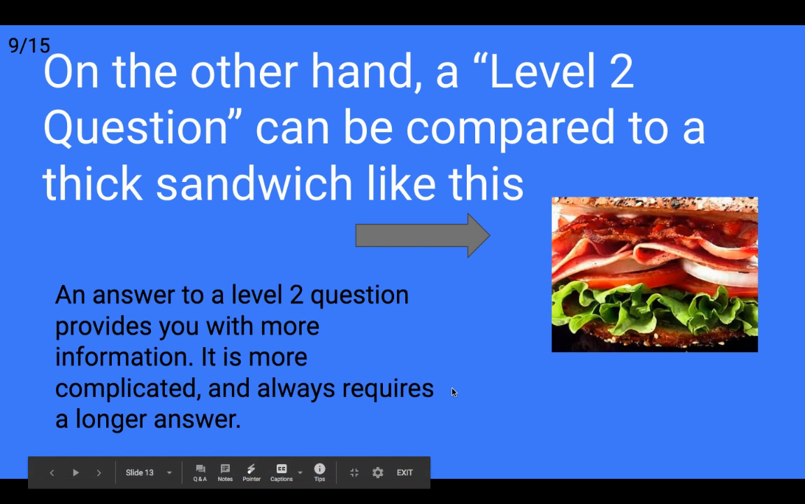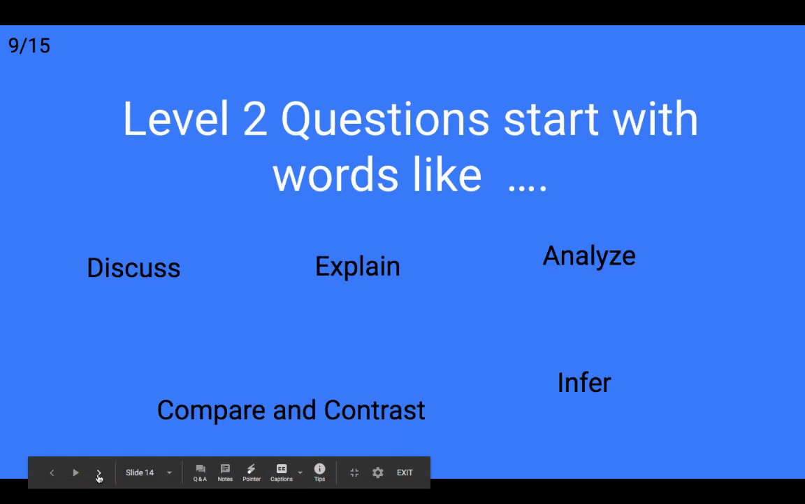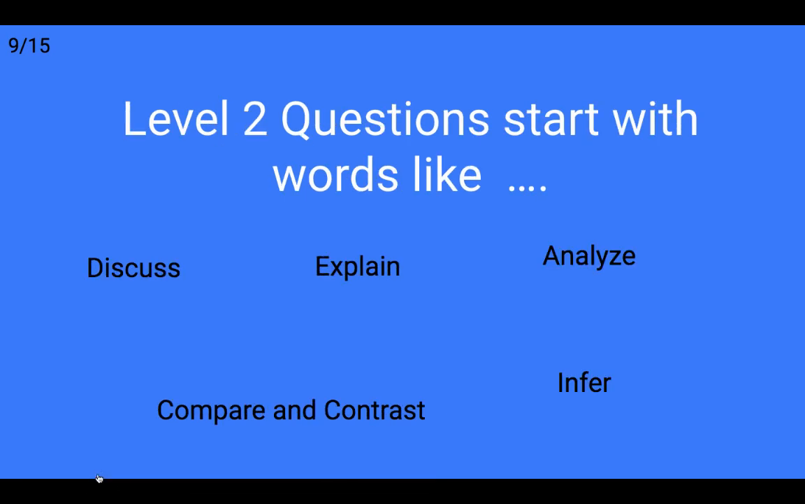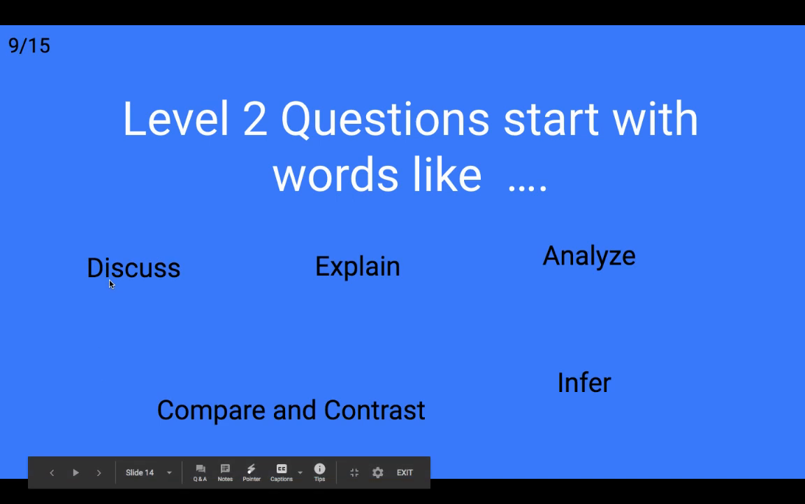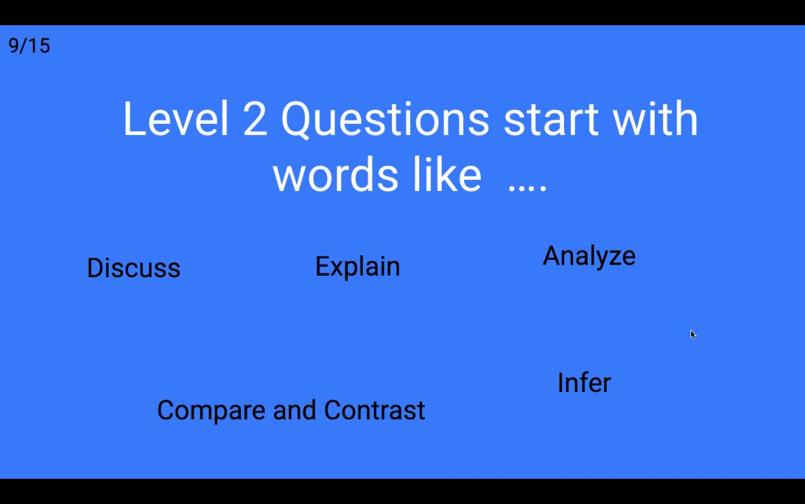Right? So when I look at level two questions, these are the kind of words that jump out at me. When I see a question that starts with discuss, or explain, or analyze, compare and contrast, or even infer, I know that that question is going to require me to really know the material, to dig in, and then to give an answer that's going to be multiple sentences. Like I said, 3, 4, or 5 sentences. And I'm going to need information to feed into these questions.